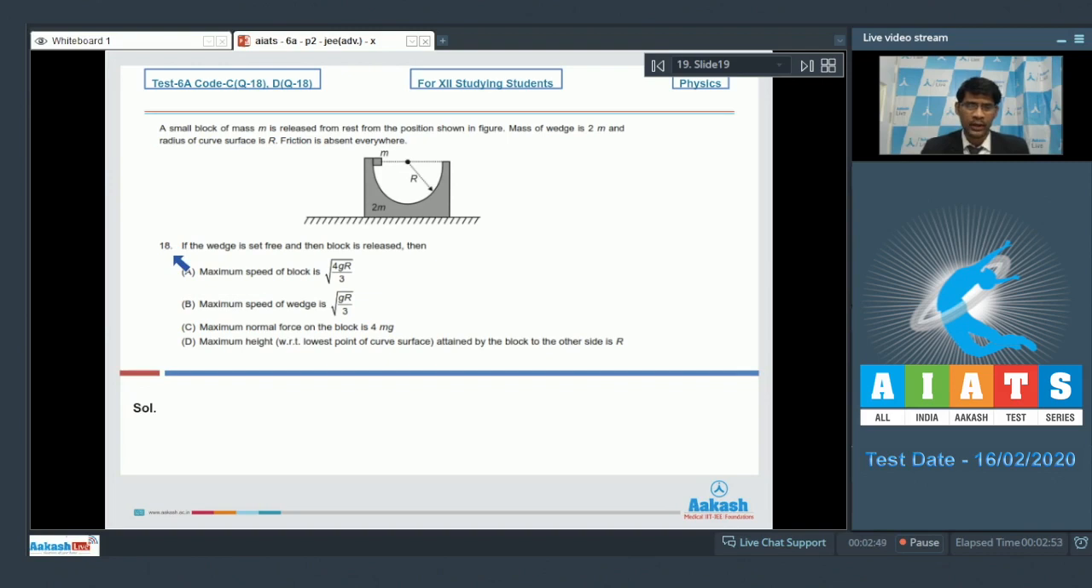Here, this time the wedge is set free and then the block is released, that means this is also set free and it has been released from here itself. So if it crosses to this point, let's say it has the velocity v1, then the wedge shall have the velocity v2 along this direction. By conservation of linear momentum, 2m v2 must be equal to m v1, or v2 would be v1 by 2.